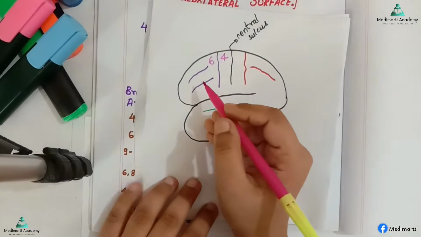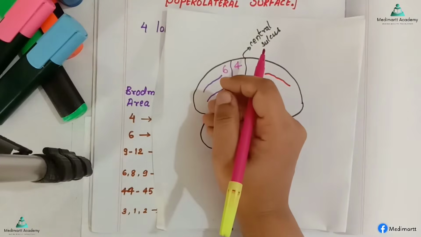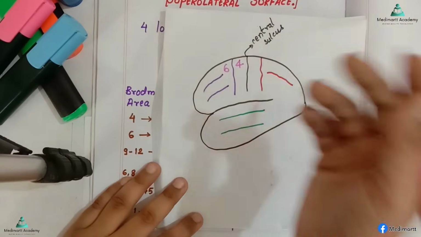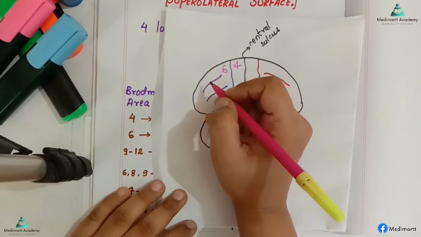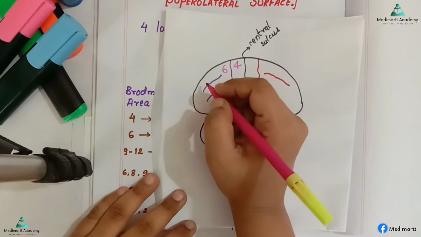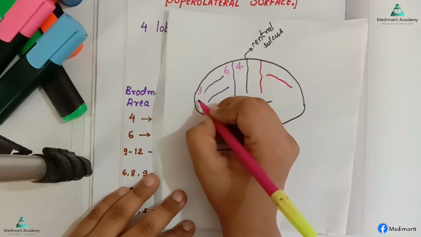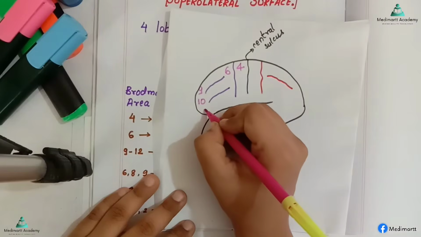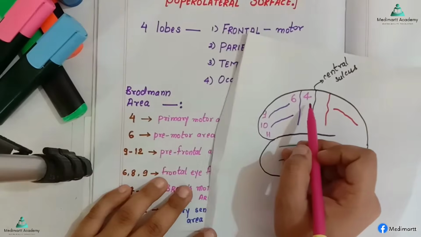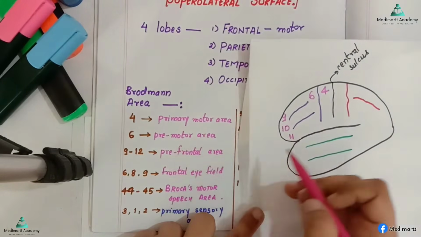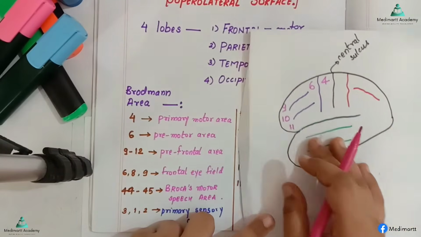Okay, then we will have the area number 9 to 12. So basically as you can see in the Snell book of neuroanatomy, it is given 9 to 11, so it is said 9 to 12, but from the superolateral surface we will obviously mark 9 to 11. So 9 to 11 will be present in the anterior part of the superior, inferior and middle frontal gyrus. Okay, this 9, 10, 11. 4 is the primary motor area, 6 is the premotor area, and 9 to 12 is the prefrontal area. Prefrontal means in front of the frontal lobe.